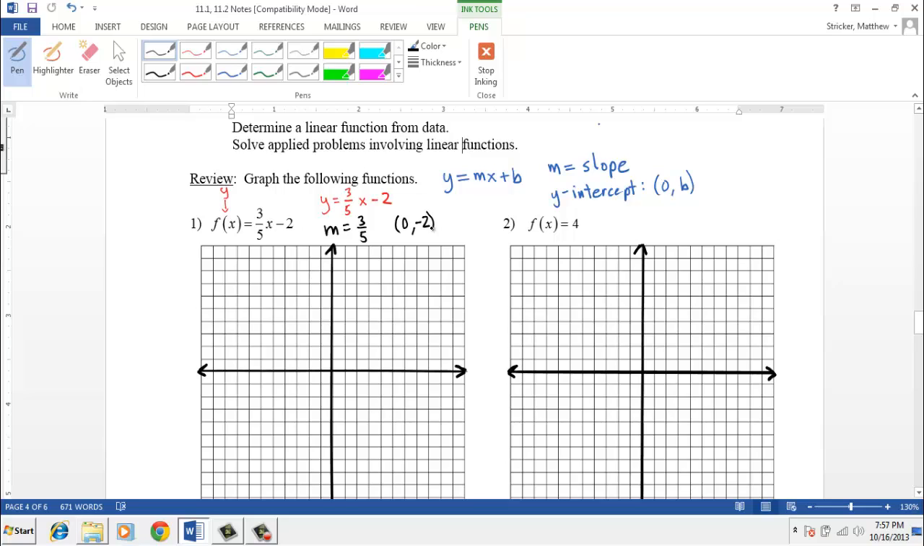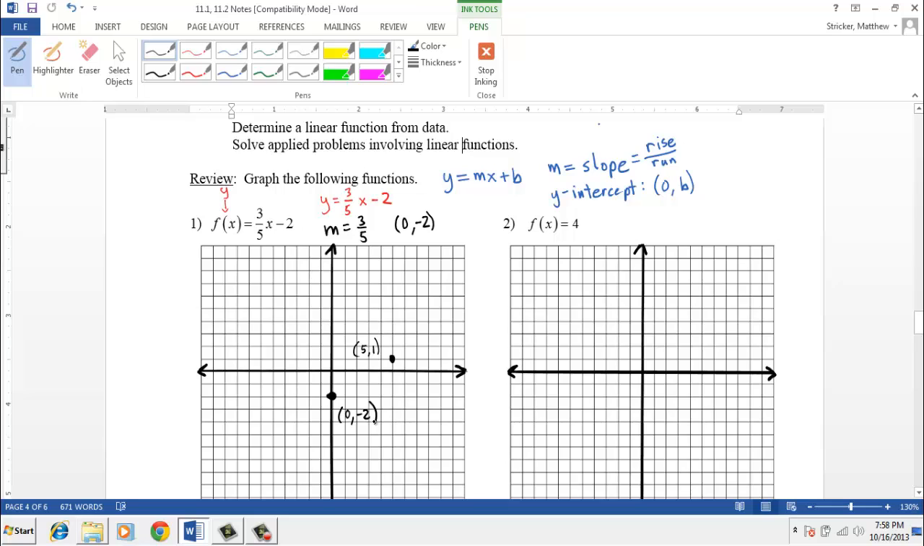And so you should recall that we plot the point 0, -2, and then it has a slope of 3/5. That means we go up 3. We remember slope is equal to rise over run. So that means we rise 3 and we run 5 in this case. So if we go up 3 and over 5, that takes us to the point 5, 1. We started out at 0, -2.